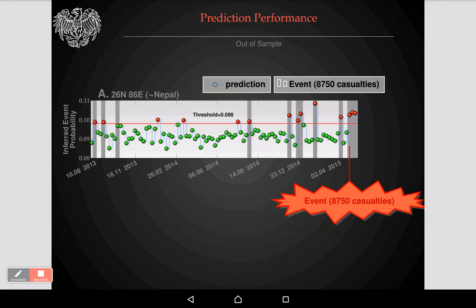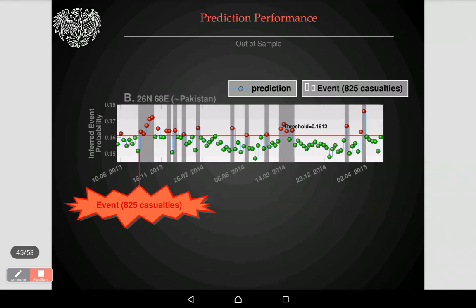So the gray bars are where the actual events happened. The red spheres are where the algorithm predicted events, given that threshold. And the green spheres are where the algorithm said there would be no event. So we have some false alarms, but there's no missed events. That's not always the case. Actually, there is a missed event. There's one missed event, as you can see. Third bar was missed.